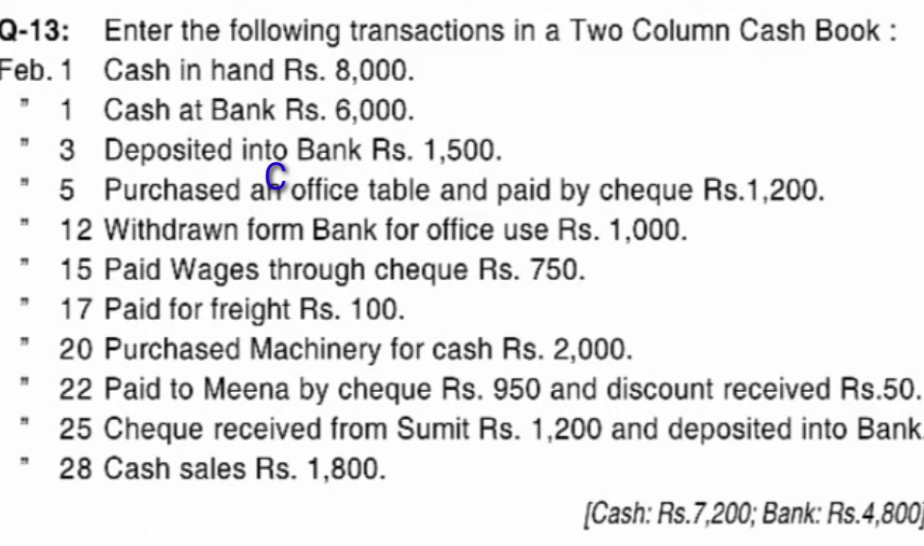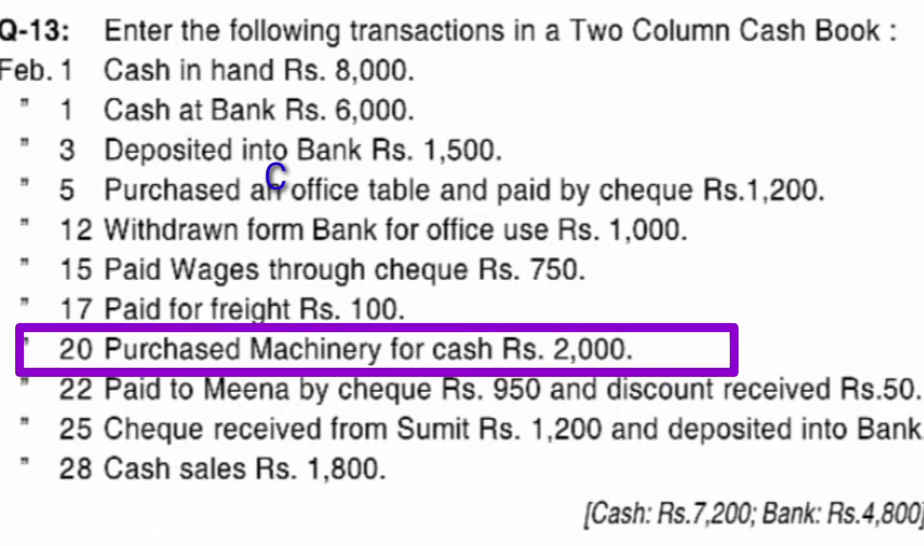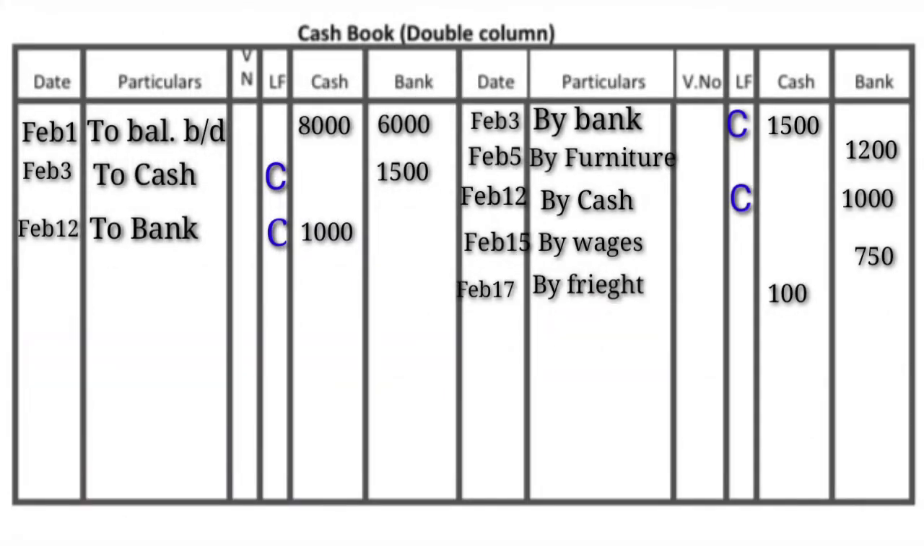Next transaction. On 20th February, purchased machinery for cash rupees 2000. We purchased machinery and paid cash. So cash is decreasing. So when cash is decreasing, we will enter in the credit side of cash column. Here we will enter 2000. Date Feb 20th. By machinery.